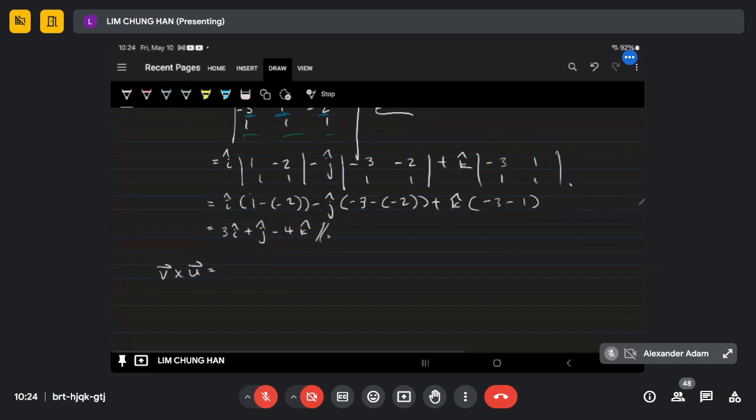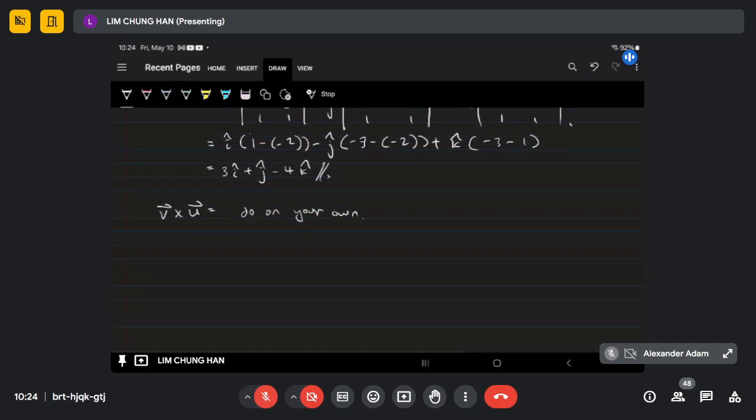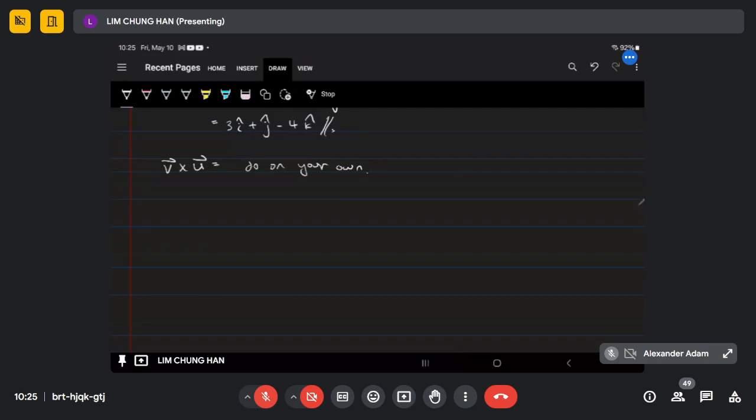Okay. So you can do this on your own. Do this on your own. Next. This one is easy, no need for more examples. Okay, so we can jump onto the next one where we start looking for angles.